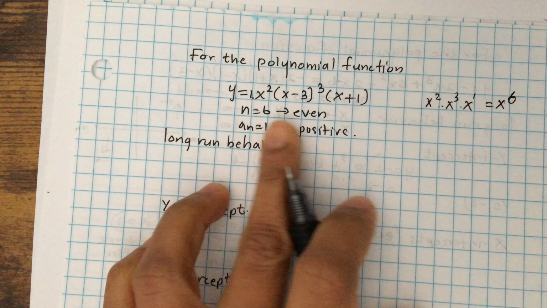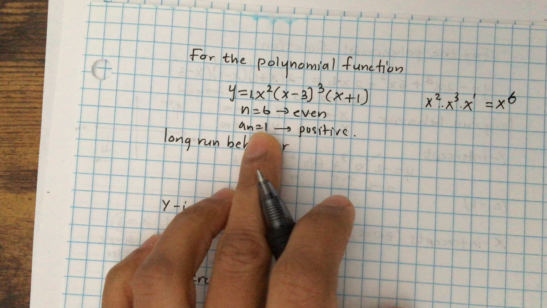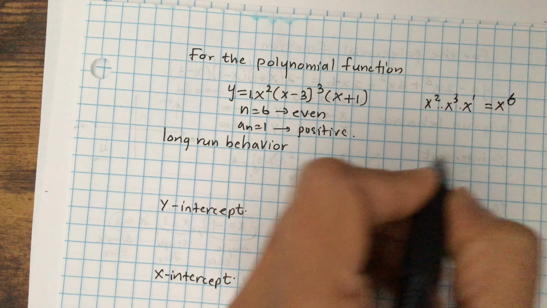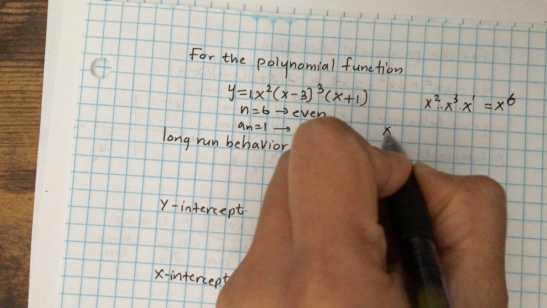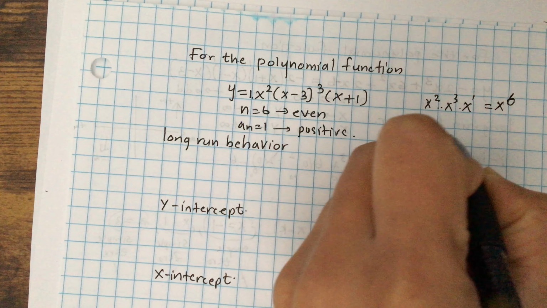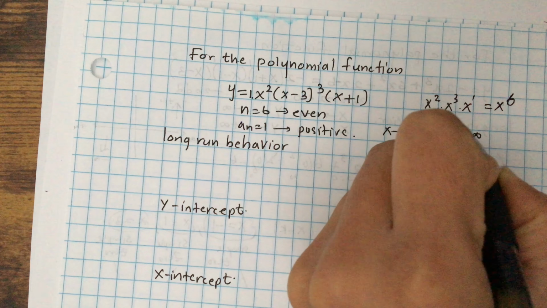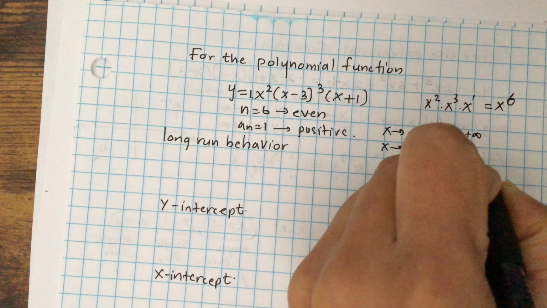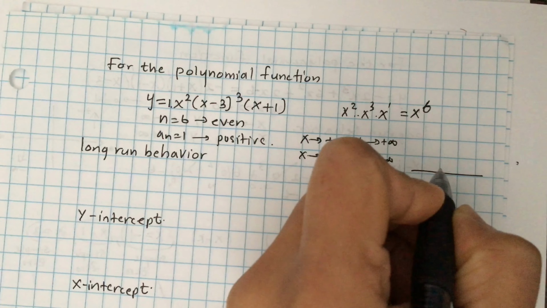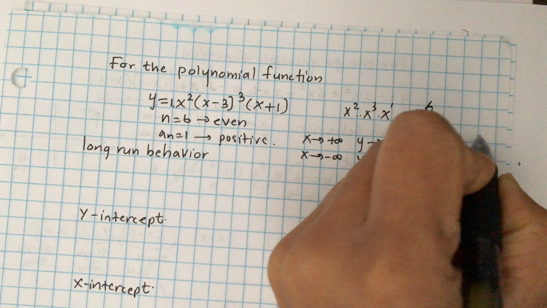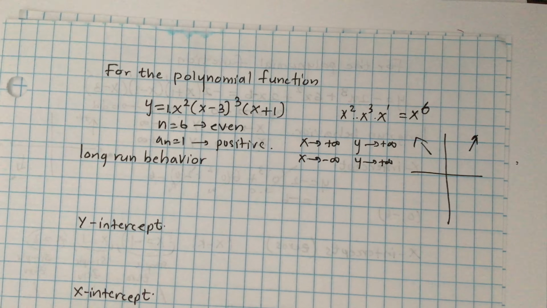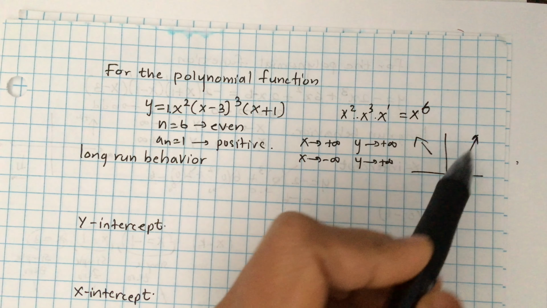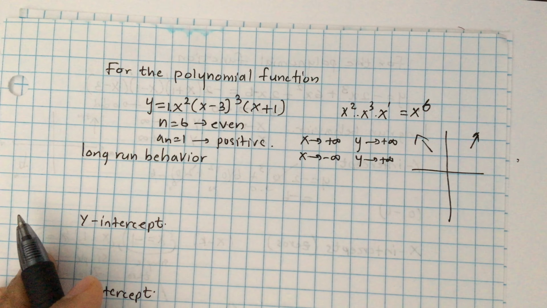Okay. If your degree is even and a_n is positive, your end behavior is like this. As x goes to positive infinity, y goes to positive infinity. As x goes to negative infinity, y goes to positive infinity. So your graph should be like this. The end behavior like this, right? It goes to positive infinity.